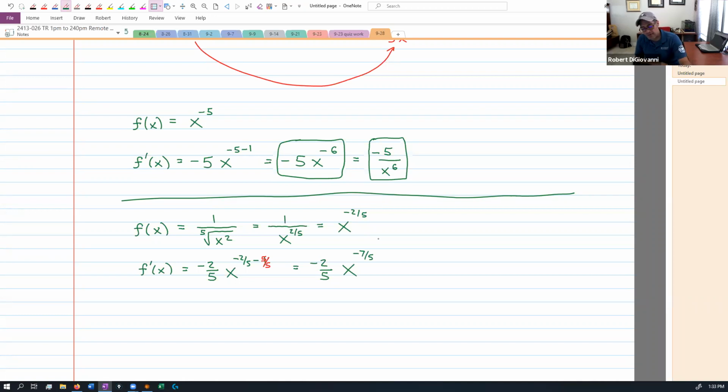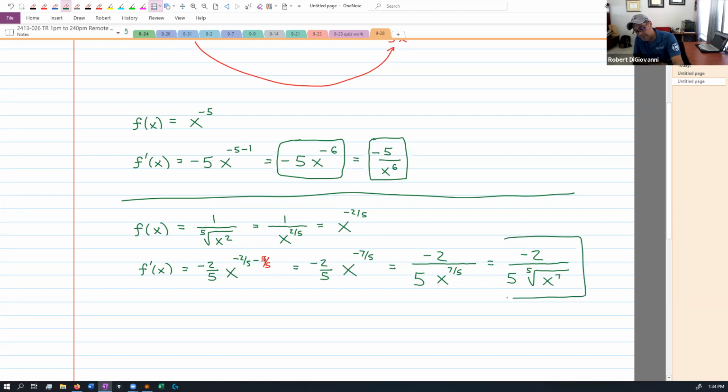Which would be a perfectly fine answer. But I'm just, again, going to show you what else you could do. You could leave the negative 2 on top, leave the 5 on the bottom, drop that x down as a positive 7/5. That would be fine also. Or you could go even further and rewrite that in radical notation, 5th root of x to the 7. And you can actually go further than that, but I'm just going to stop here.